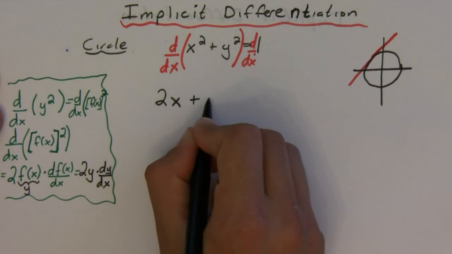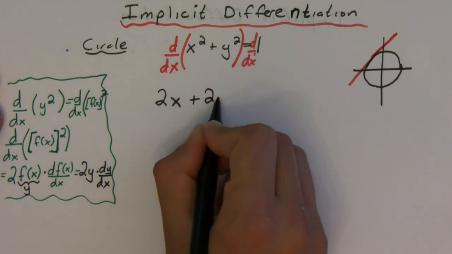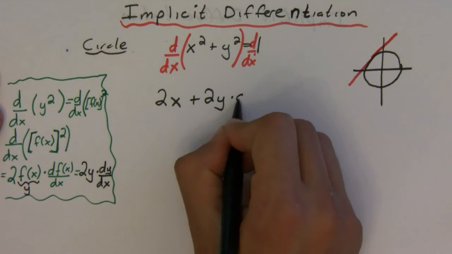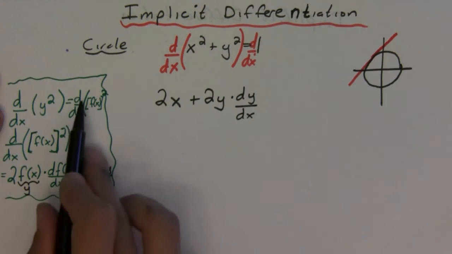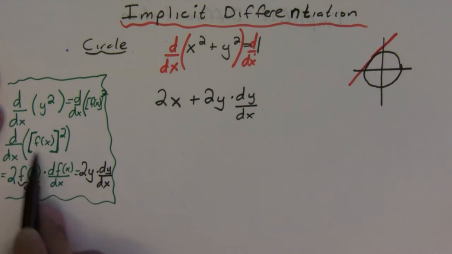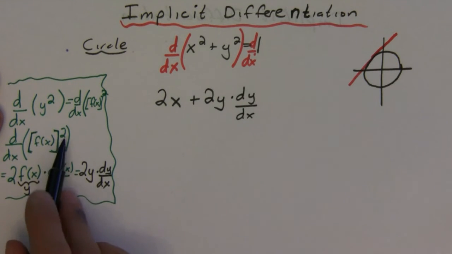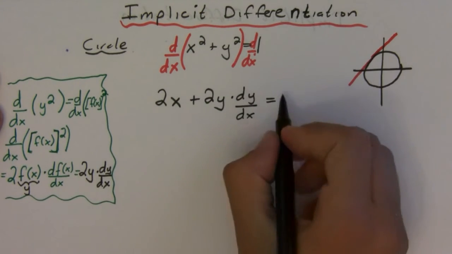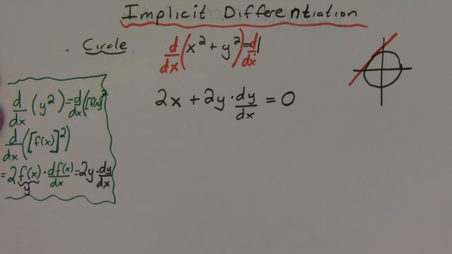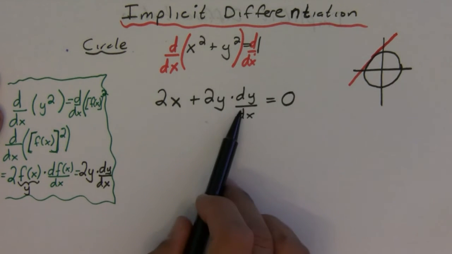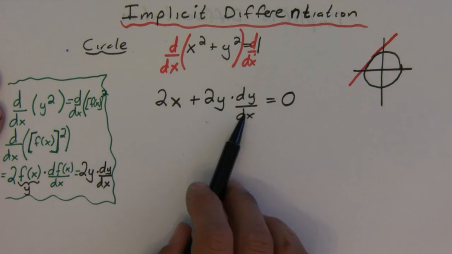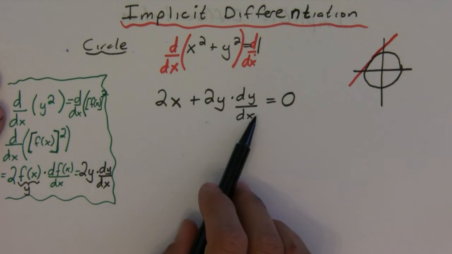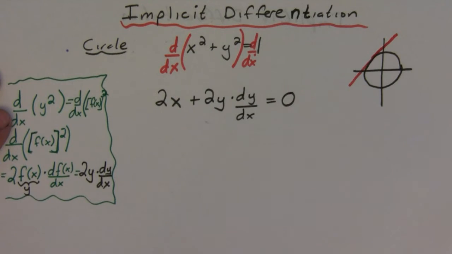So this is what we have, and so the derivative of y squared is 2y dy over dx. And again, it's because of all of this that we just talked about, that y is a function of x. And this is equal to 0. And then, when we're looking for the slope of the tangent line, what we need to do is find dy over dx. That's what we're trying to solve for.